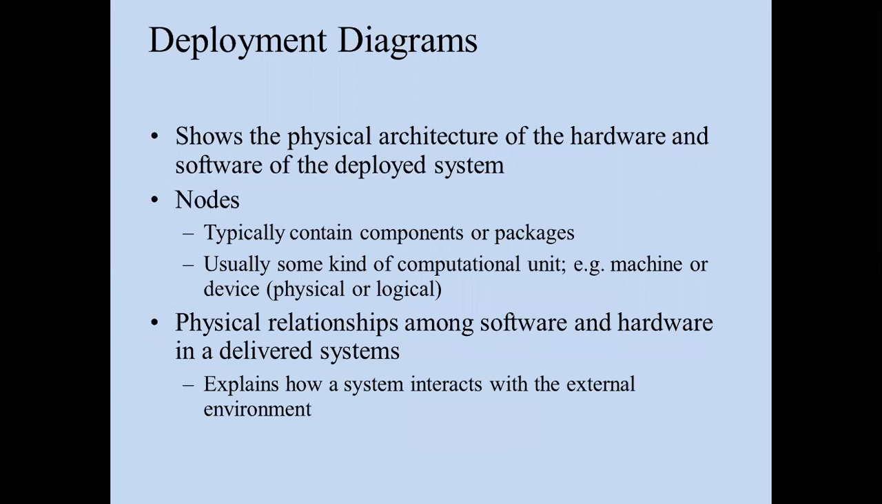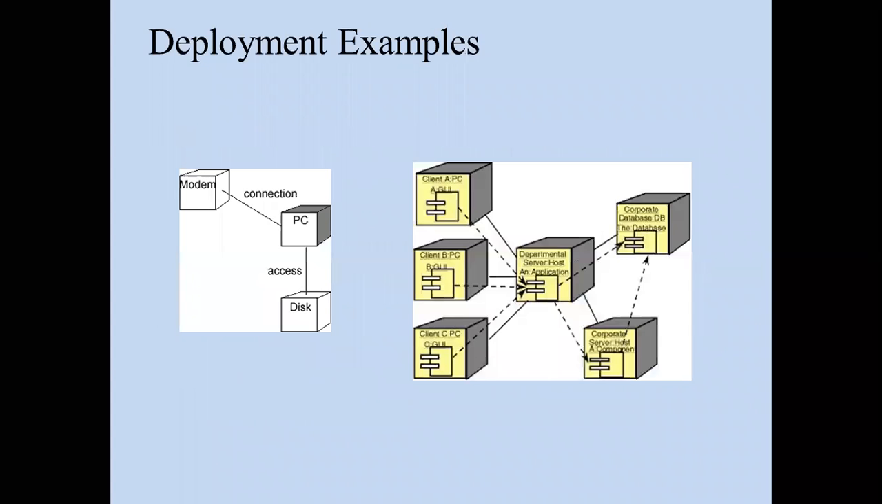Then we have seen the deployment diagrams. The deployment diagram shows the physical architecture of hardware and software of the deployed system. Whenever we deploy any system, we provide some hardware parts or some software to the end user. We show the physical relationship among software and hardware in the delivery system. Here you can see the example.